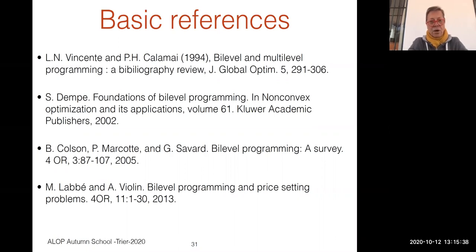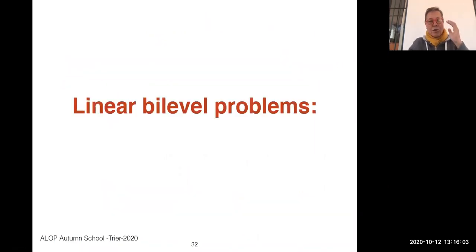Then there are two additional surveys, one by Colson, Marcotte, and Savard, which was published in 2005. And the last one is a survey I wrote with Alessia Violin on the approach of bilevel optimization for pricing problems. Okay, now let's go to linear bilevel problems.